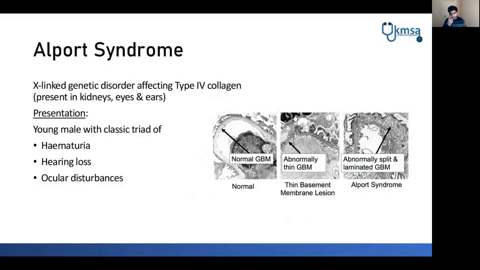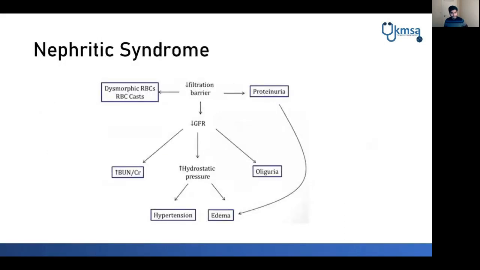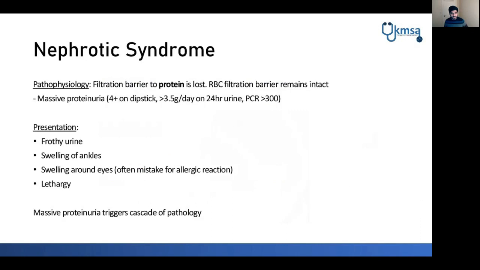The last one is Alport syndrome. You don't need to know too much about it, just that it's an X-linked disorder of type 4 collagen. We know that type 4 collagen makes up our whole basement membrane, so when you have dysfunction here, you get this nephritic type syndrome. But the classic triad also includes type 4 collagen in your eyes and ears, so you have pathology there as well. And of course, males, because it's X-linked. Again, this is a summary of nephritic syndrome. Just keep this in mind and go back to it for your reference. It's a nice summary. Then let's talk about nephrotic.